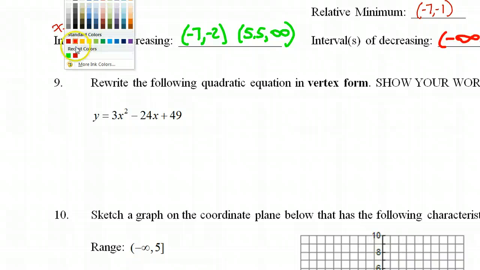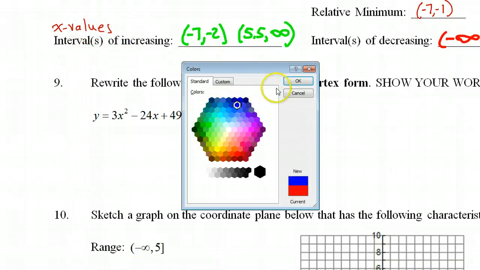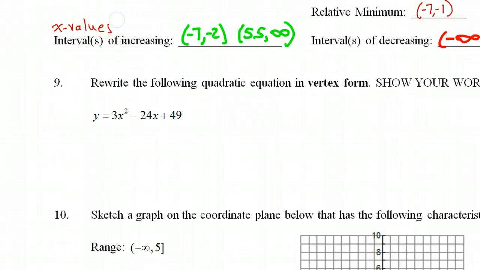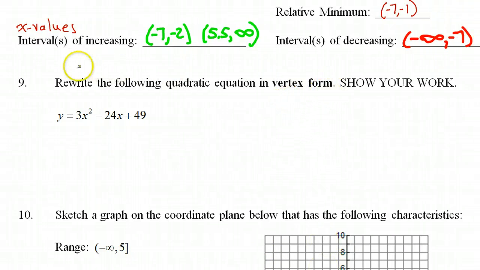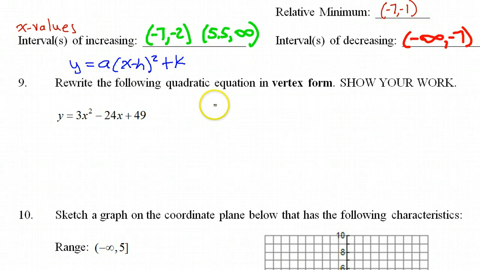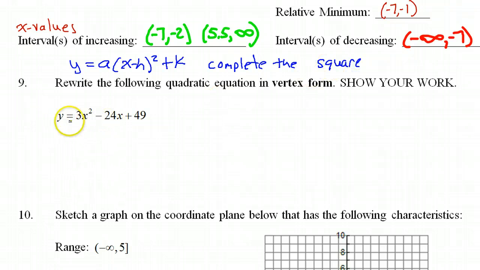All right. I gotta change my ink. Get ready for this next task. Rewrite the following quadratic equation in vertex form. Vertex form looks like this. Okay, it's this form. It has parentheses squared in it, and the bottom line is that we're going to have to complete the square. That's how you convert from standard form, which is what this is, into vertex form like this. So let's complete the square.